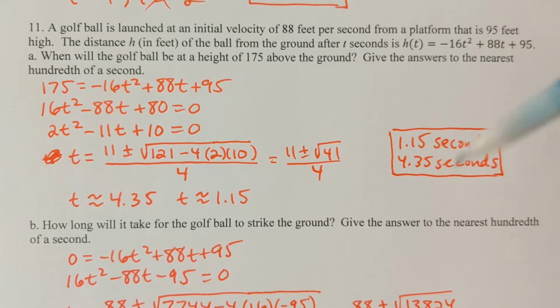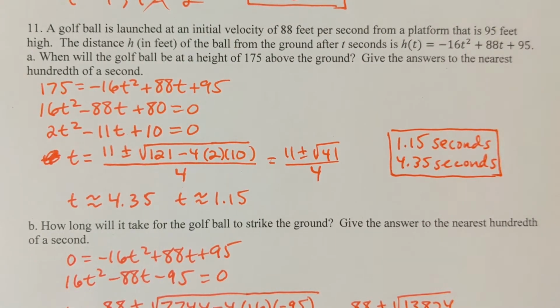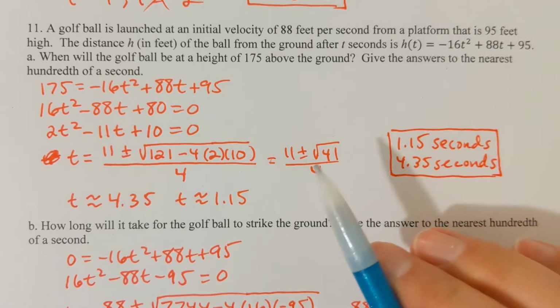Problem 11 is the last one here. It says that a golf ball is launched at an initial velocity of 88 feet per second from a platform that is 95 feet high. The distance, h, which is in feet, of the ball from the ground after t seconds is given by the function h of t. Okay, part A. When will the golf ball be at a height of 175 feet above the ground? Give the answer to the nearest hundredth of a second.